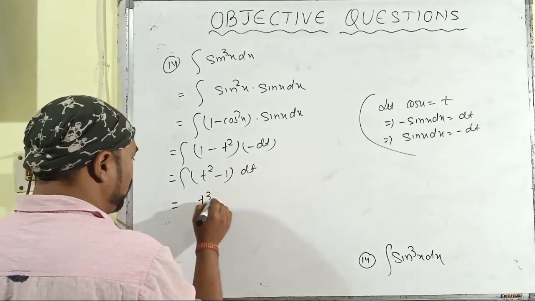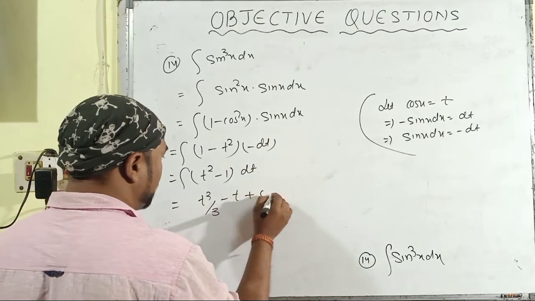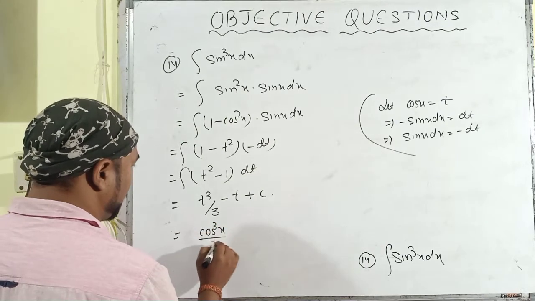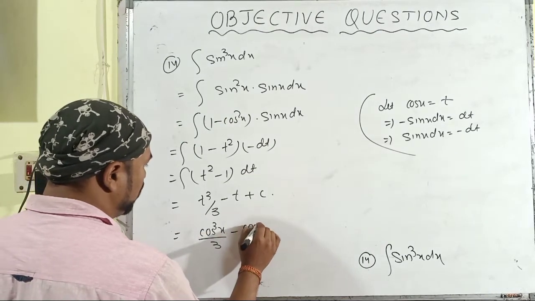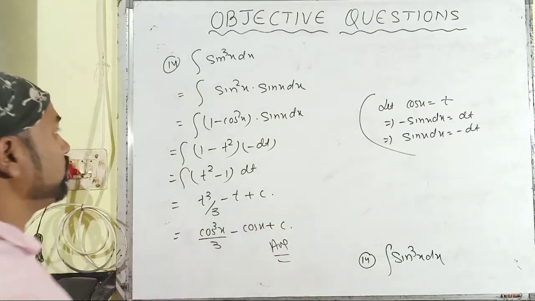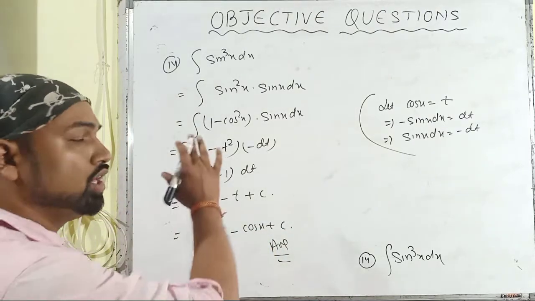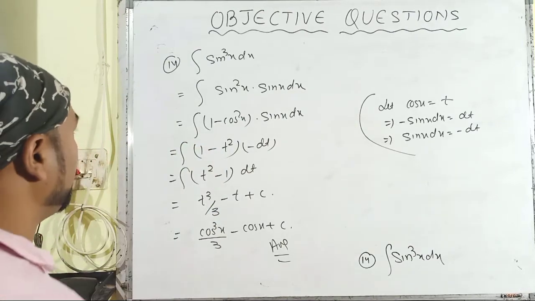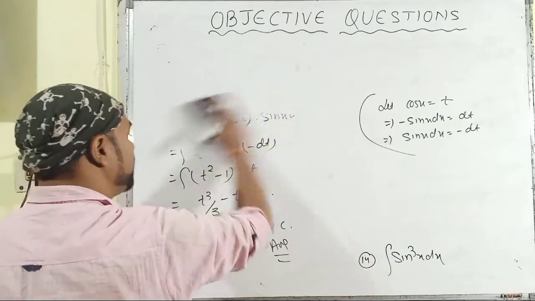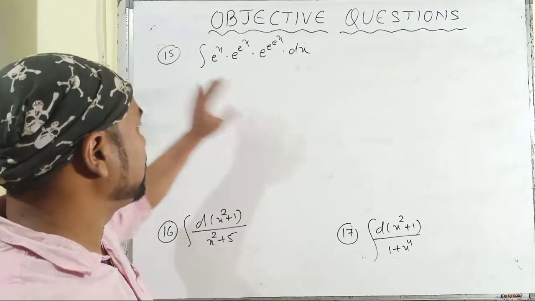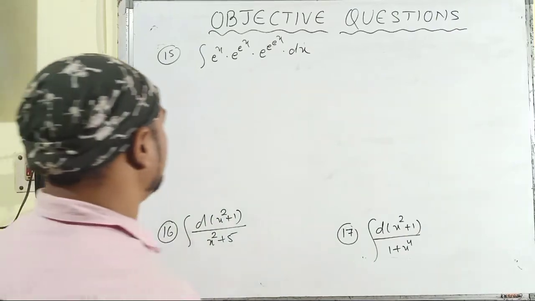Then it will be t cubed by 3 minus t plus c. Then it is cos cubed x divided by 3 minus cos x plus c. And here is your solution, or you can say the final answer for the 14th problem. Then proceeding, some of the rest problems are there in this current video session. So these are the last 3 problems of this current video session.